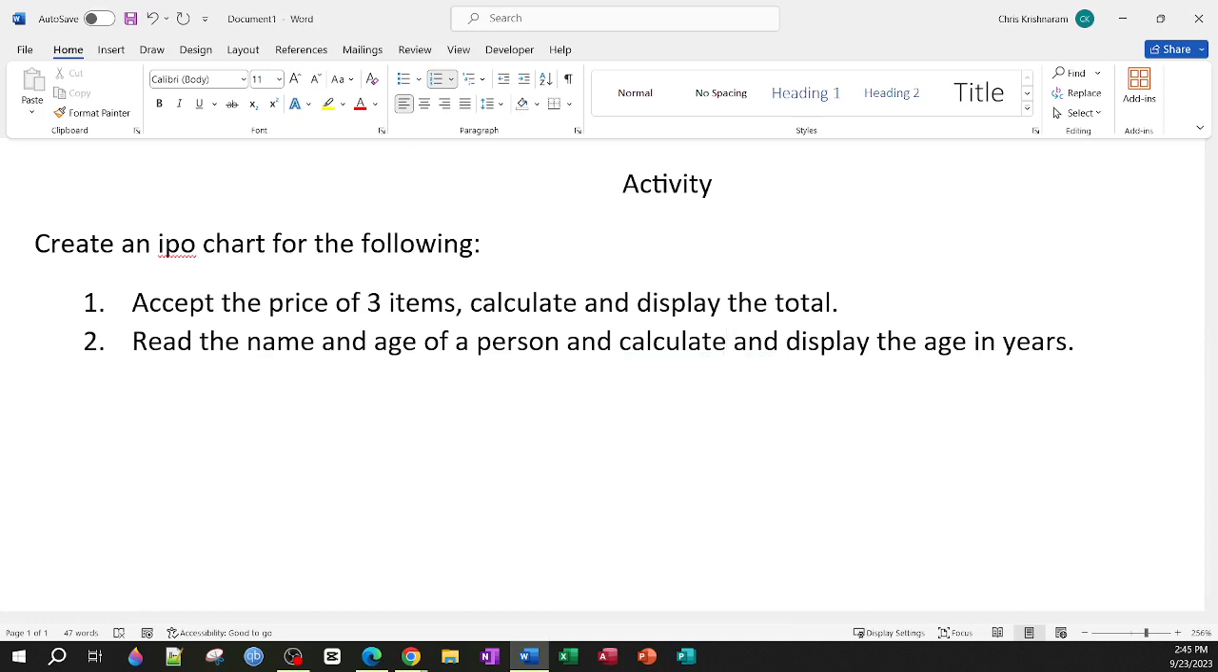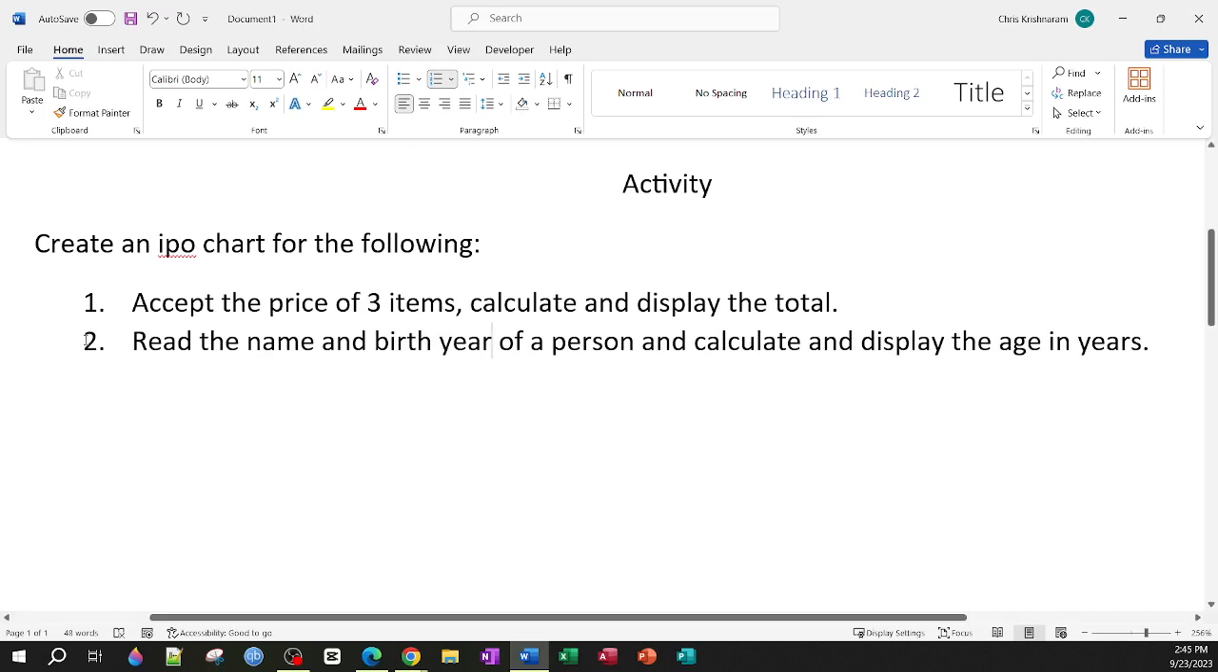Hold on. I just realized, because it's telling you to... Sir, if you put the present age, how are you going to calculate it? Yeah, I just realized that, so I need to check. Sir, wait. Did you mean date of birth? Yeah, but I only want to focus on the year. I want to keep the calculation simple. So read the name and birth year of a person. So hopefully this clarifies it.